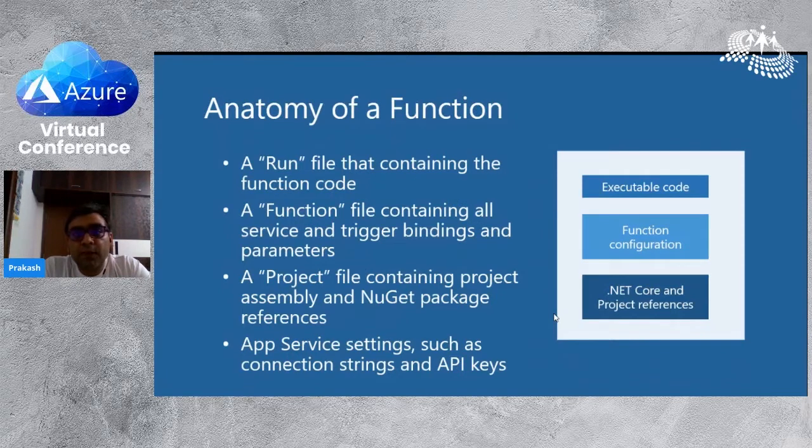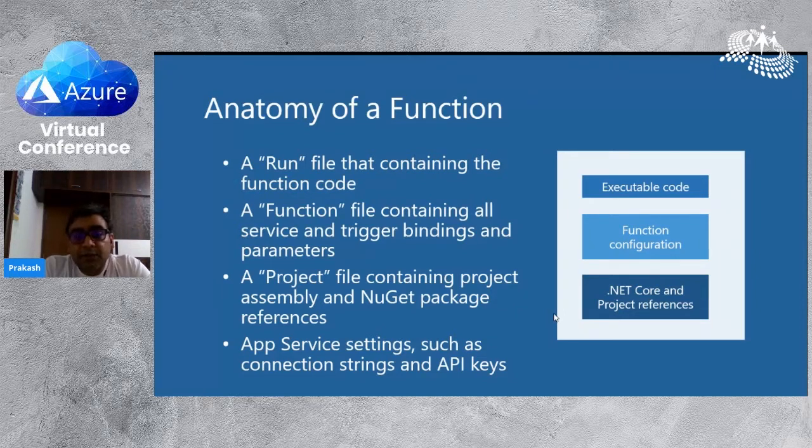Okay. How does this function look under the hood? What exactly does it have? Of course, it has a runtime. When you create a function, you need to tell it whether you want .NET Core, Java, Python, Ruby, or PHP. For example, I have a demo for .NET Core. So it will have the .NET Core runtime dependency. Of course, it knows that I'm going to write a C# program.